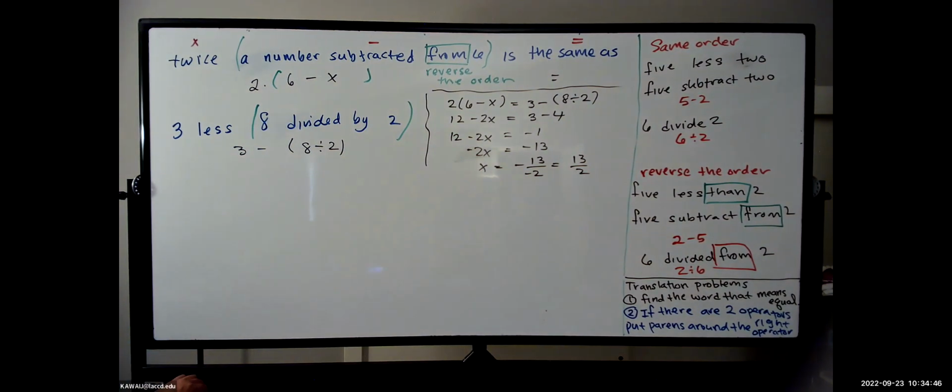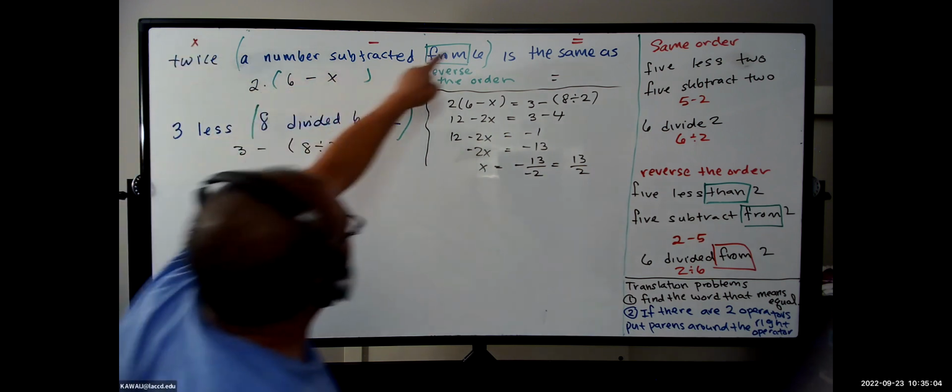I have a question, Professor. How can I help you? Twice a number subtract from 6. Twice a number subtract from 6. Looks like 6 minus 2 times x. 6 minus 2 times x. No. Remember, these two go together.